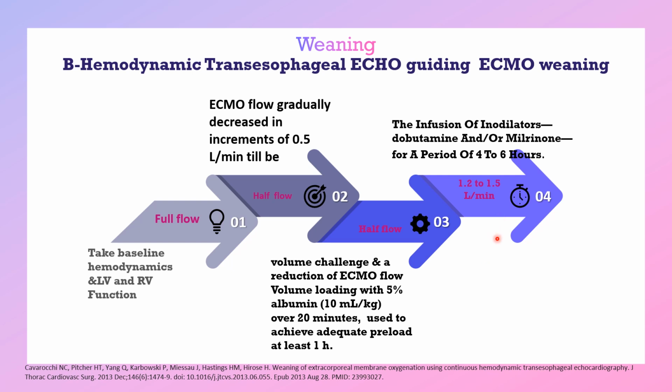And in step 4, loading inotropes like infusion of dopamine and milrinone for at least 1 hour. It should be given for more time, especially milrinone. At least they can give it for 4 to 6 hours. Then the measurement of RV and LV function should be taken. And at each step, if we have LV or RV distension, we should go backward to full flow.